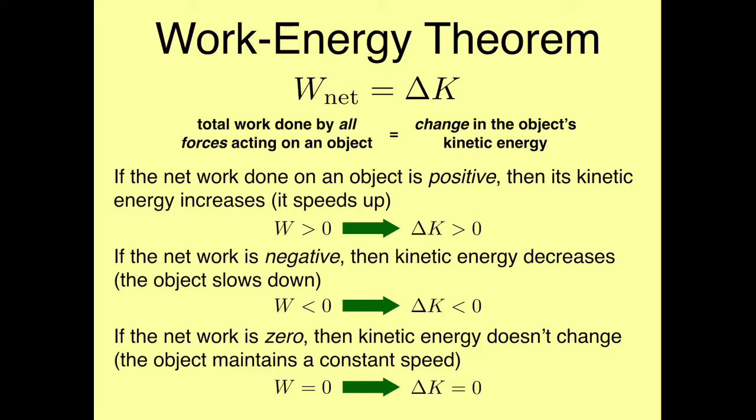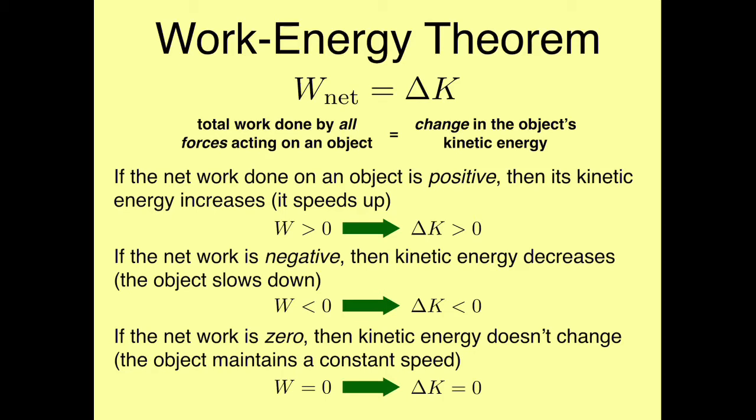So the work energy theorem says that W net is equal to delta K. Okay, so W net means the total work done by all of the different forces acting on an object. Remember, we have ways of calculating work, and we have to do that for every single force acting on the object and add those together to get W net. Then on the other side of the equation, we have the change in the object's kinetic energy. So the net work done by all forces is equal to the change in kinetic energy. That's what this is saying.